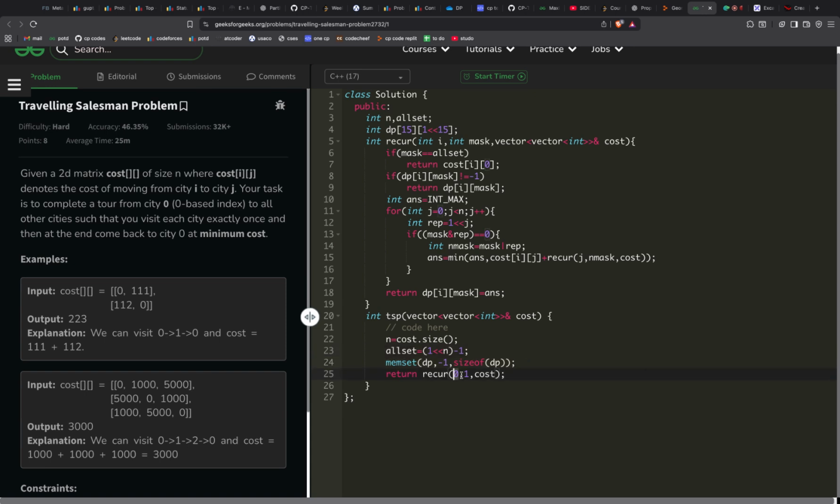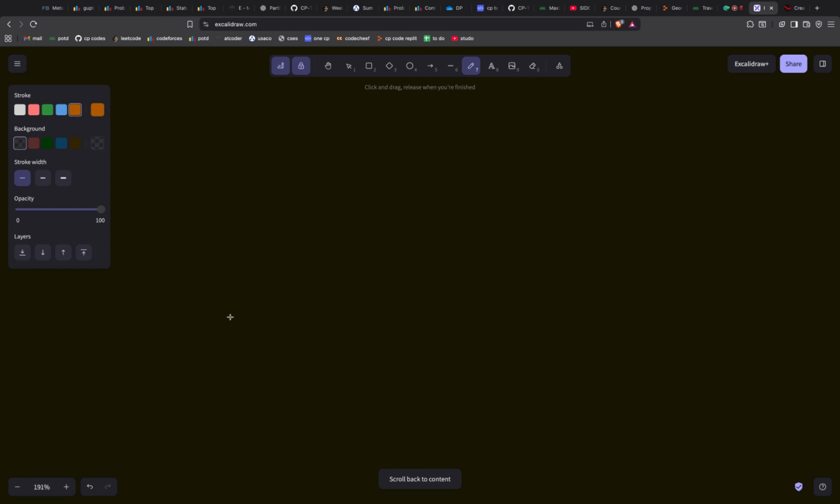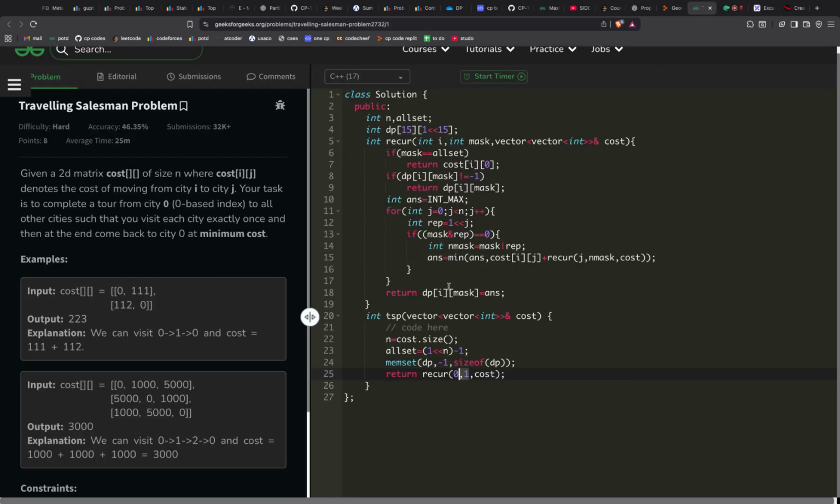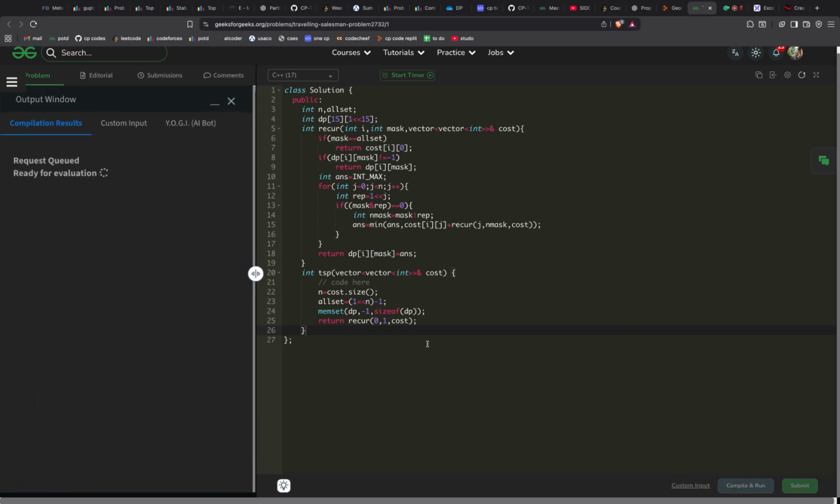We'll call this function as recur from 0. We are starting at vertex 0 because we are at the starting vertex. So what is the bitmask of 1? The bitmask of 1 is just this, all of them are 0, and only the 0th bit is set. That means we have already visited the 0th vertex, which we have done because we are starting from 0, right? So we'll call this as recur 0 comma 1 comma cost, and yeah, we can submit this.